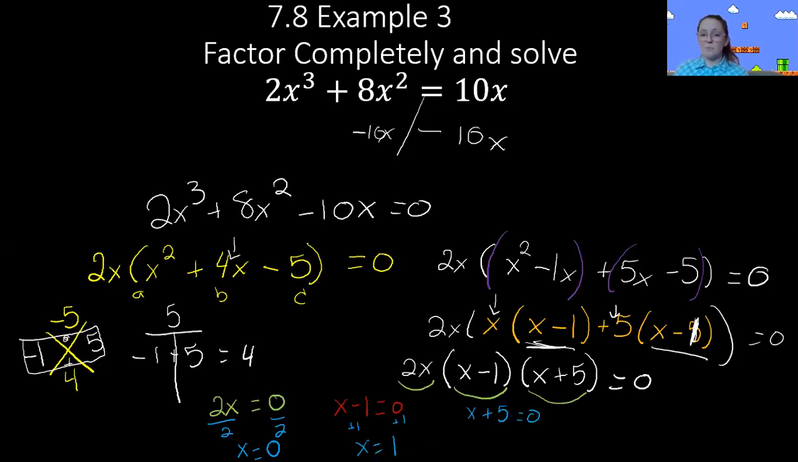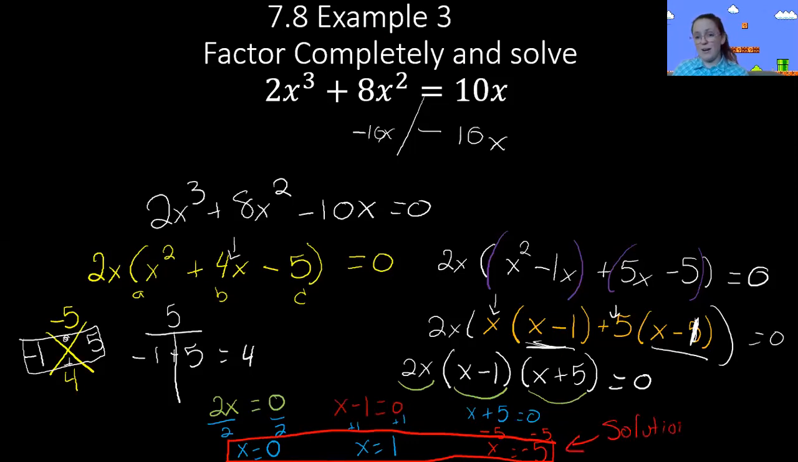So now we have x plus 5 equals 0. Let me change colors so we can see what happens here. And so what we need to do to get x by itself is subtract 5 from both sides. And we get x equals negative 5. So these are our 3 solutions to this problem. So we've factored this completely, and now we've solved it. These are our solutions.